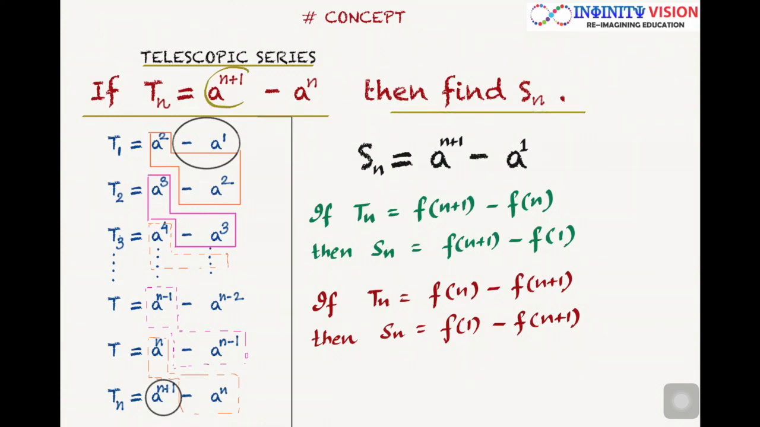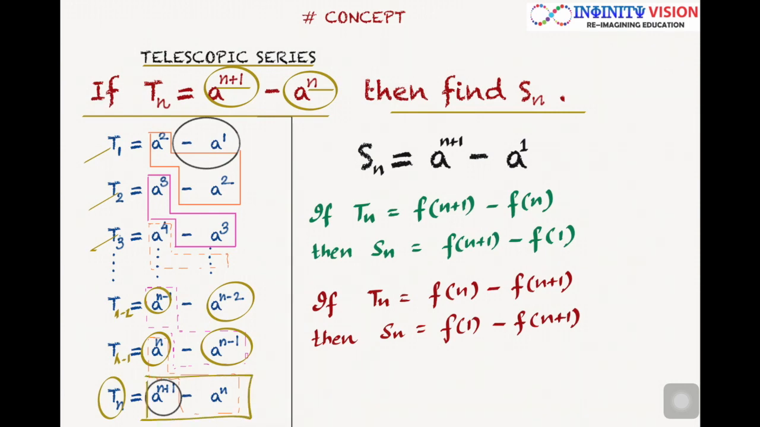If you focus, it has been given as a difference of some series, and that series follows the rank of n plus 1 and n. So we'll try to decode it. First we'll write t1 as a square minus a1, t2 would be a cube minus a square, t3 would be a4 minus a cube, t(n minus 2) would be a to the power n minus 1 minus a to the power n minus 2, t(n minus 1) would be a to the power n minus a to the power n minus 1, and tn would be a to the power n plus 1 minus a to the power n.